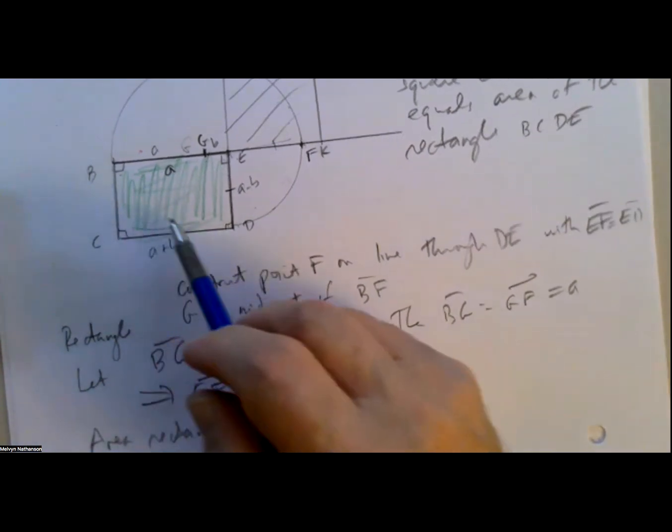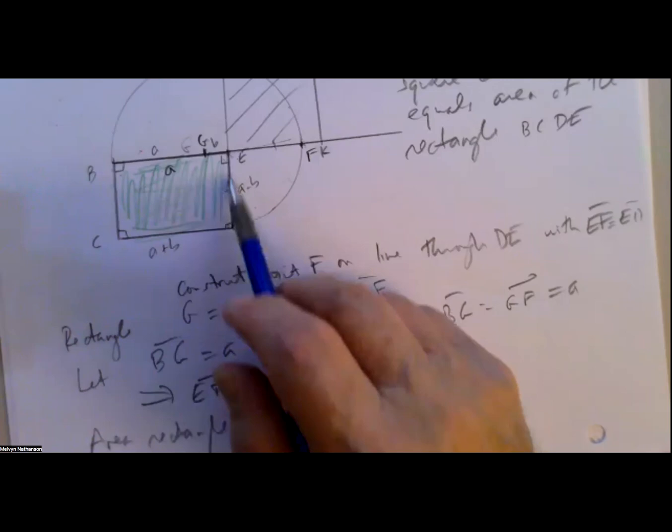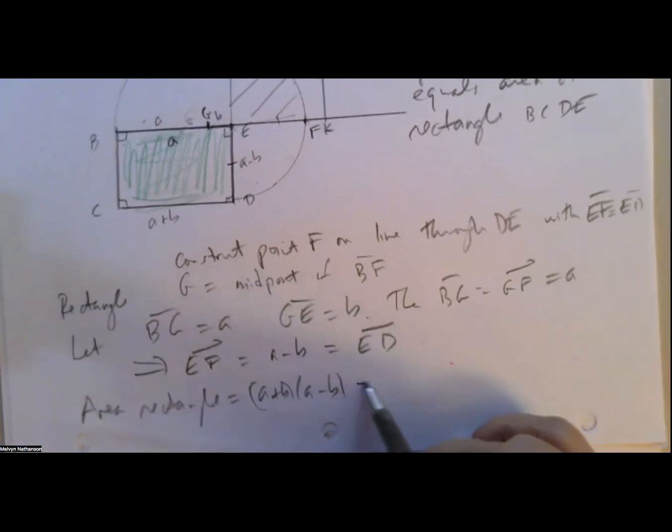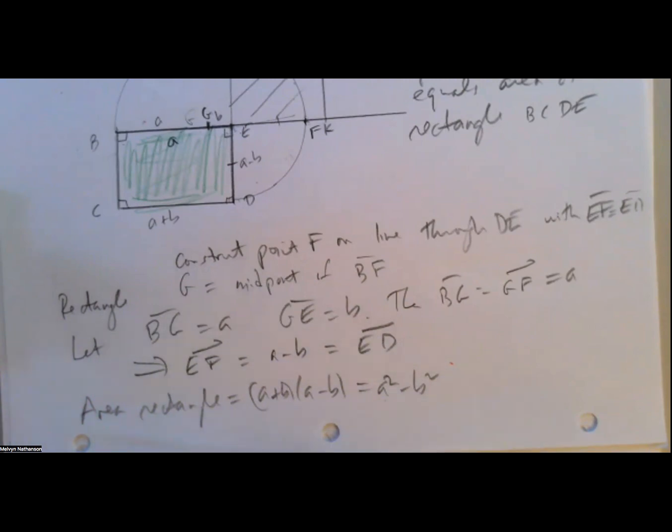So the area of the rectangle is equal to the height times the width, A plus B, A minus B, which is A squared minus B squared. So that's the area of the rectangle. What's the area of the square?